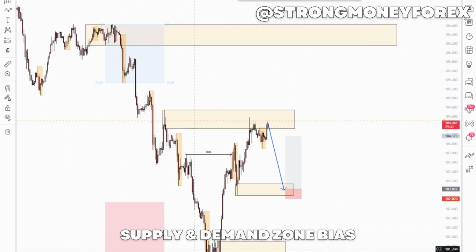You want to be buying from here, you want to be selling from there, and this part in the middle you want to try and steer clear from if you can, because more often than not you're going to get slapped. And if you had taken, for example, this supply zone here, let's have a quick look what would have happened.